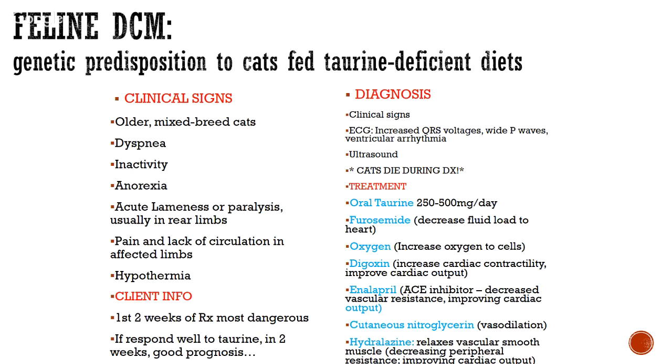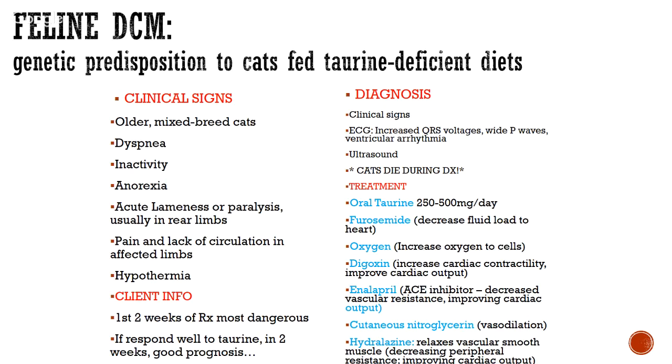They may be anorexic. We may have an acute lameness or paralysis in the rear limbs. Anytime the cat has difficulty circulating blood, they have a tendency to clot that blood. So anytime there is a slowing down of the circulation in a cat, we have to be concerned that they're going to have a clot somewhere that causes a stroke. And usually where this happens in a cat is at the point where the abdominal aorta bifurcates into the rear limbs. So we see a lack of circulation to the hind limbs. We'll also see some hypothermia.